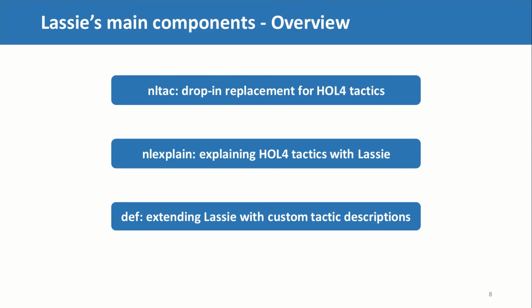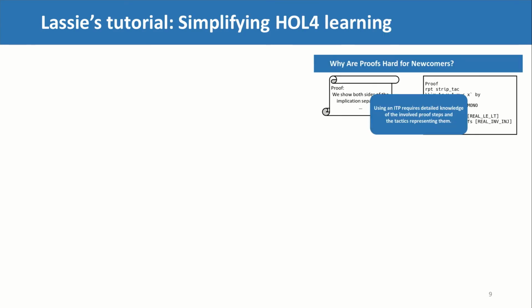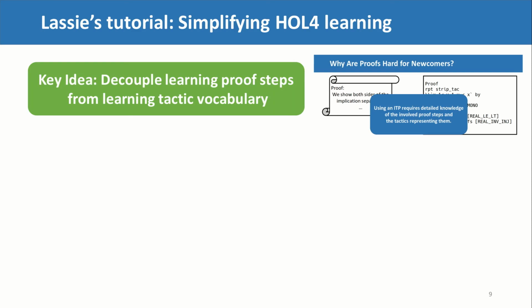In the interest of time, I want to show you how we used all of these three components to develop a HOL4 tutorial using Lassie. So earlier we saw that using an ITP system requires knowledge of both the proof steps that are involved in a proof and the tactics that represent these proof steps. And the key insight when developing the HOL4 tutorial was that we can decouple learning these proof steps from learning the tactic vocabulary that is necessary for performing them in Lassie. So how do we do that?